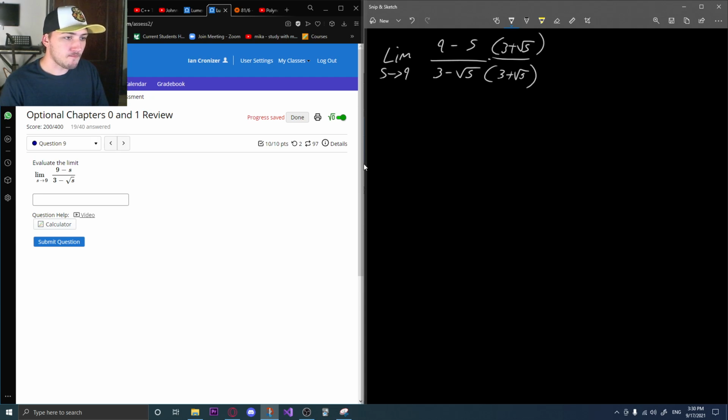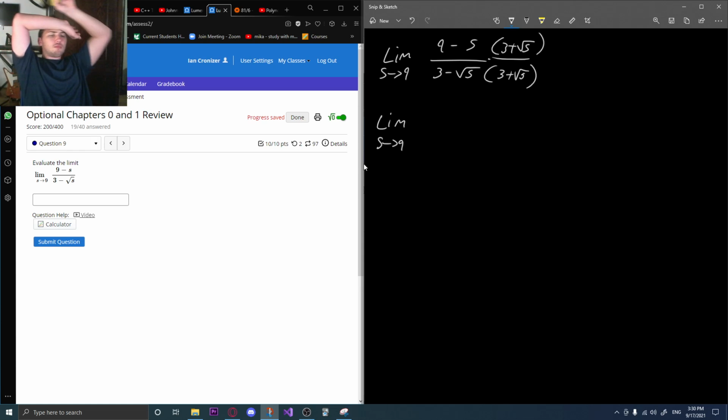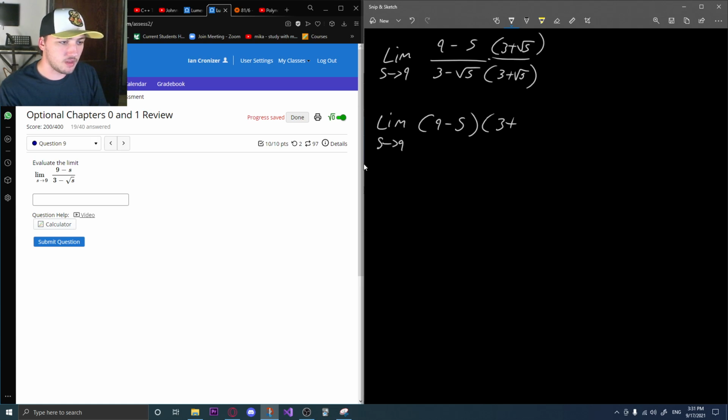So let's see. What this is going to turn into now is the limit as s approaches 9. Let's do the top, I guess. It's 9. It's super interesting. I'm just going to keep it like that then. I'm going to deal with it later. 9 minus s. 3 plus square root of s. Oh, it is.